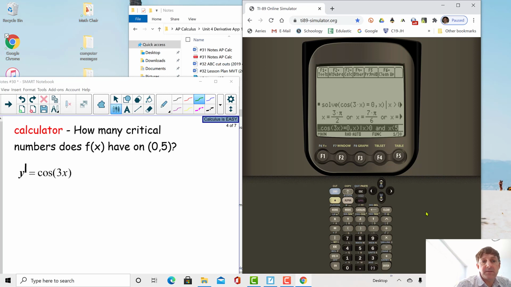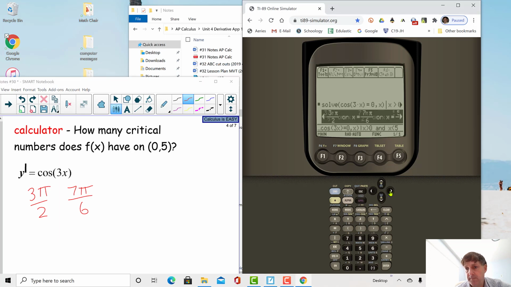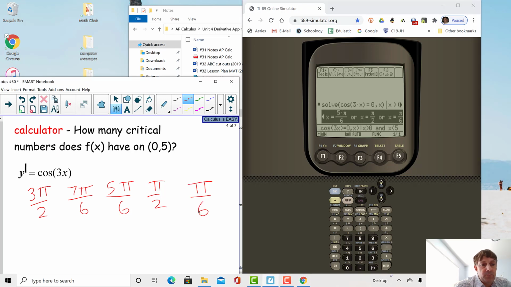You get 3 pi halves, you get 7 pi over 6. Now there's some more answers over here, so we've got to push up, and then we push right. And it shows us the rest of the answers. You got 5 pi over 6, pi over 2. You need to see more of the answers, so we'll push to the right again. The last one is pi over 6. So to answer this question, we can just say that there are 5 critical numbers on that interval.